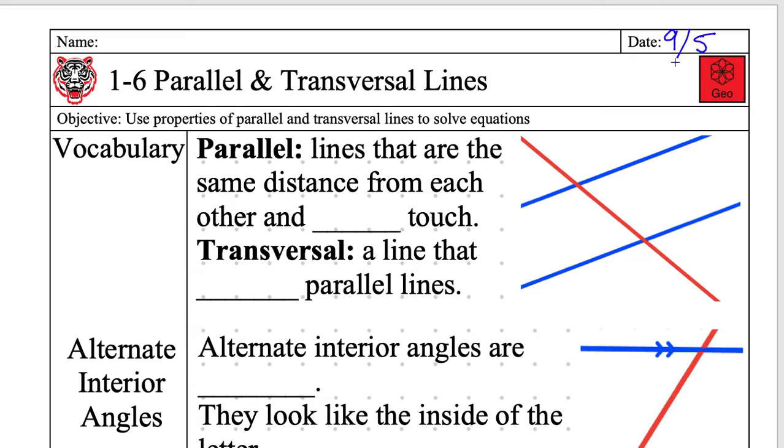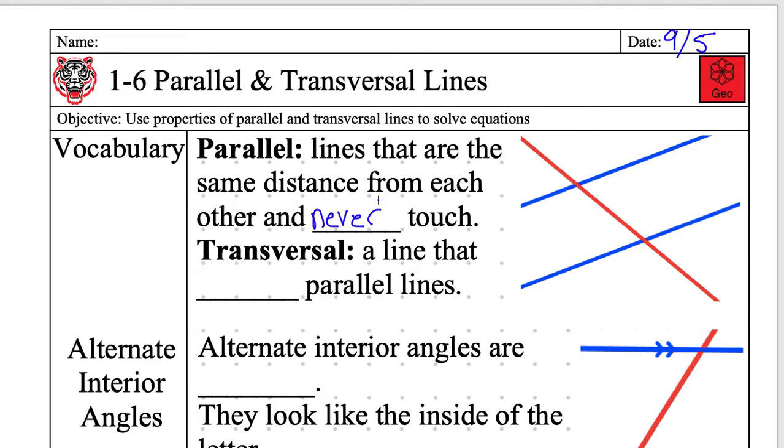All right, so parallel, lines that are the same distance from each other and always something. Jose, never touch. They will never touch. Yeah, you can go all the way out to infinity and they will still be the same distance apart. Okay, what is a transversal line?